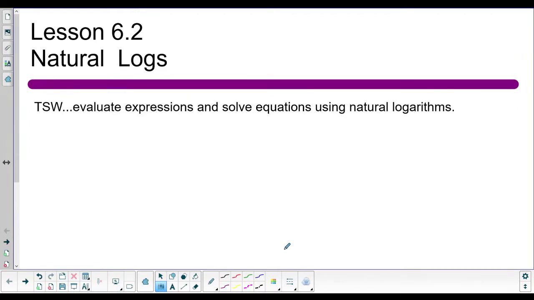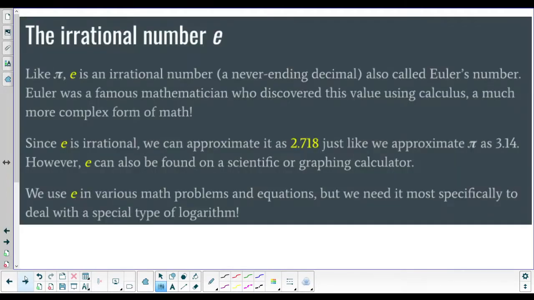Okay. So we're going to talk about natural logarithms today. But they're just like logarithms with a special base. They're not anything new or different, just some special numbers. So let's talk about that special number first. We are going to talk about one of the most important numbers in all of math, and that number is E.